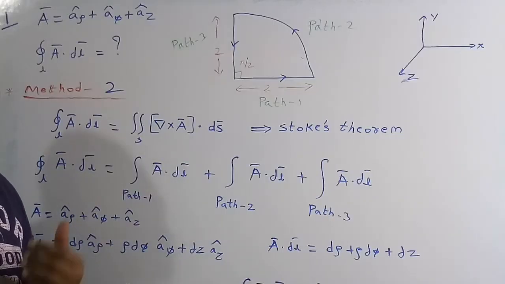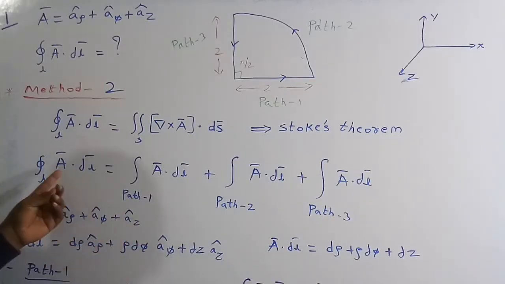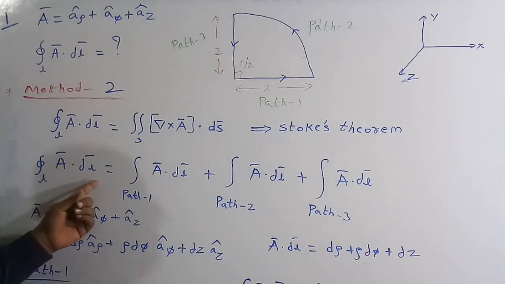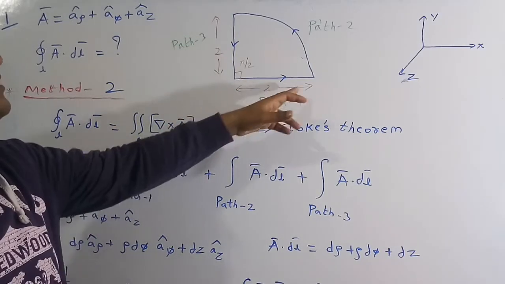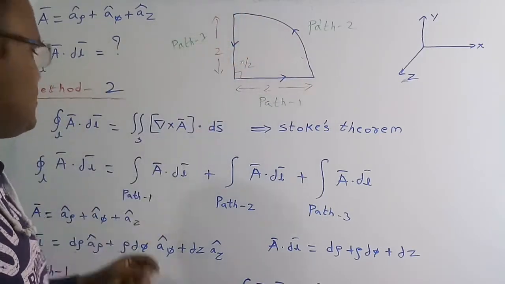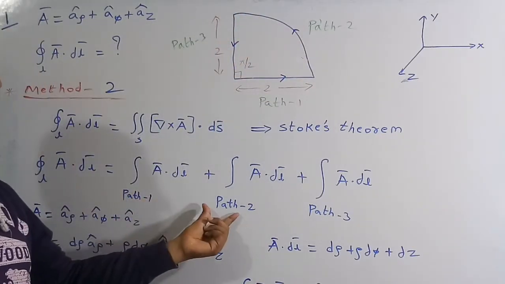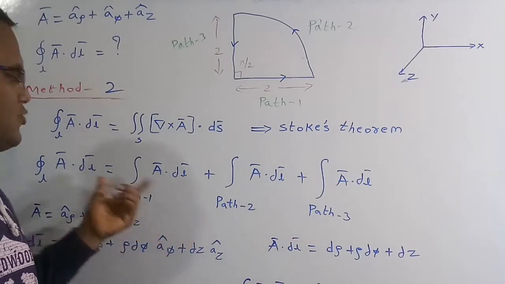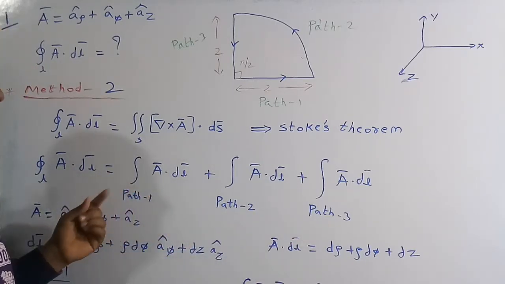Now we can do this question even by another method, which is the closed integral of A bar dot dl bar. I am going to divide this path into 3 different paths. This is path 1, path 2 and path 3. If we add all these things for path 1, path 2 and path 3, we are going to get the closed integral of A bar dot dl bar.